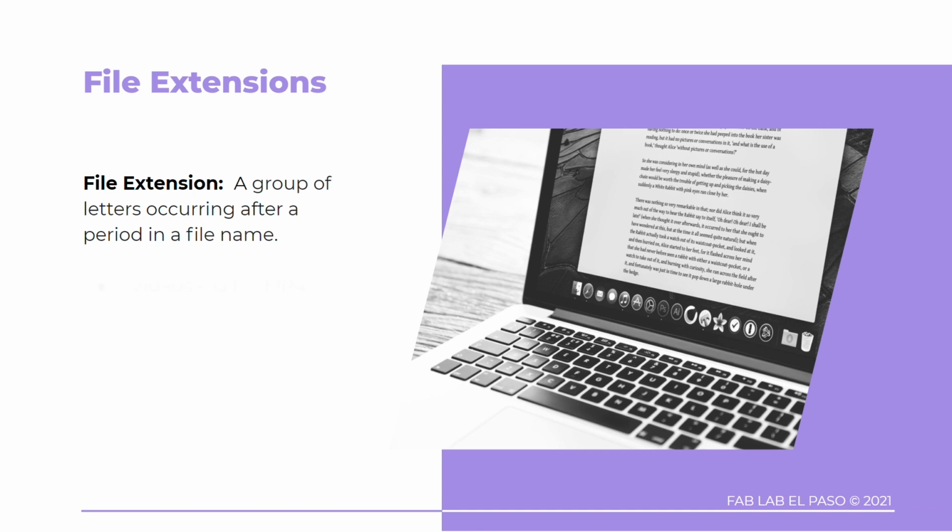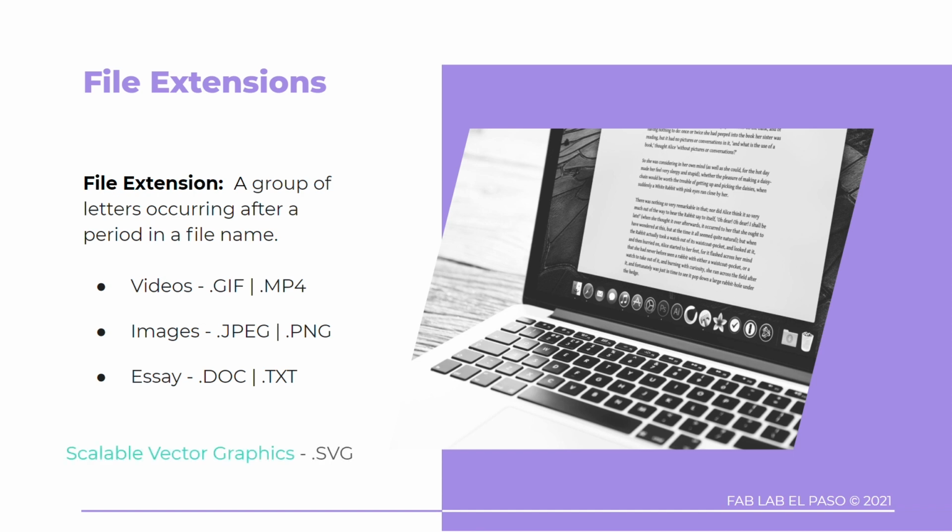So, when we are watching silly cat videos online, we're most likely looking at a .gif or a .mp4. When we take pictures, we are creating a file with the extension of .jpeg or .png. When we write an essay, we are creating a file with the extension of .doc, like document, or .txt. Similarly, when we are dealing with vector graphic files, we will have the file extension of .svg.